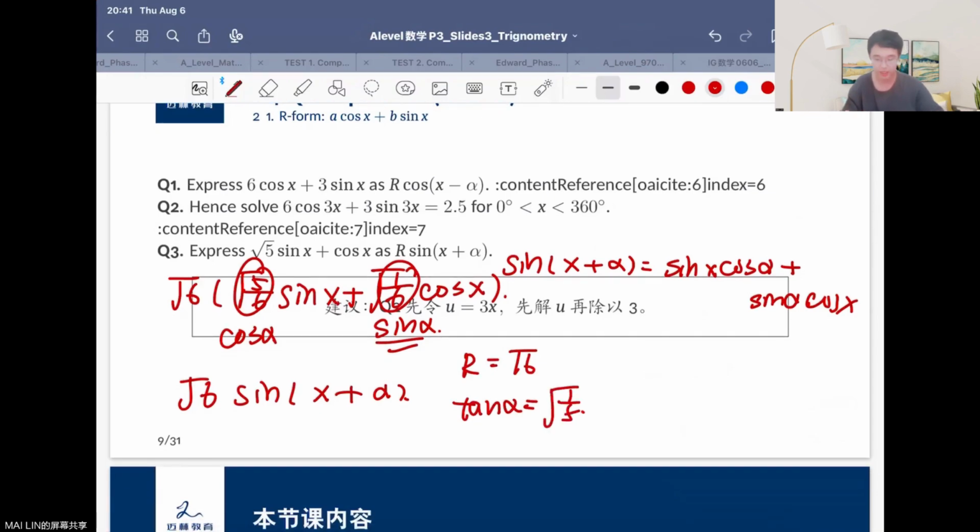You can calculate it using the calculator, using the tan inverse function of 1 over square root 5. So alpha is about 24.09 degrees. That is question 3, and that is how we can express it using this method.